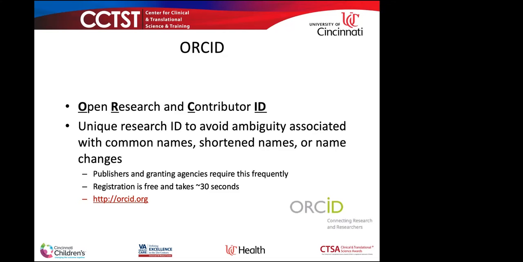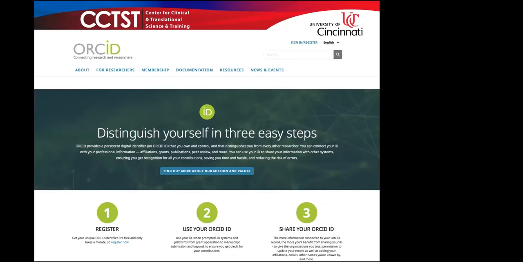They are free and they take about 30 seconds to get. They're very quick. And there is a link here. I'm not going to show you this in detail because it's just that easy to do, but the website looks like this. You register, you create an ORCID ID, and then that ORCID ID stays with you for the rest of your history as a researcher. It will never change. You will never need a second one. It is unique to you, and you have complete and utter control to update it as you see fit.